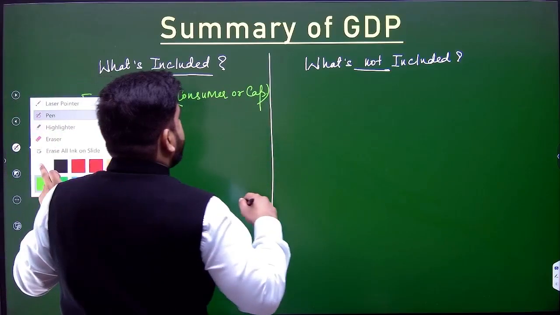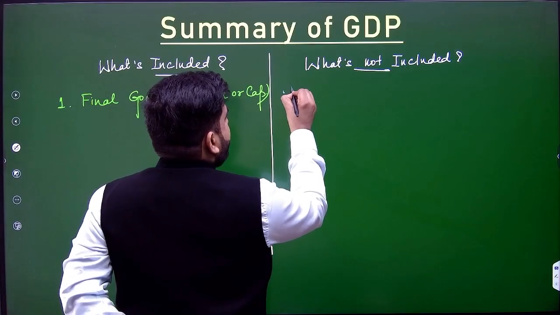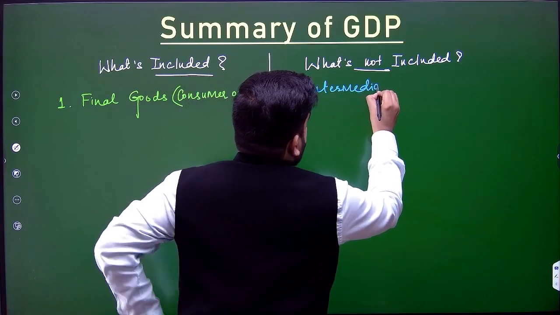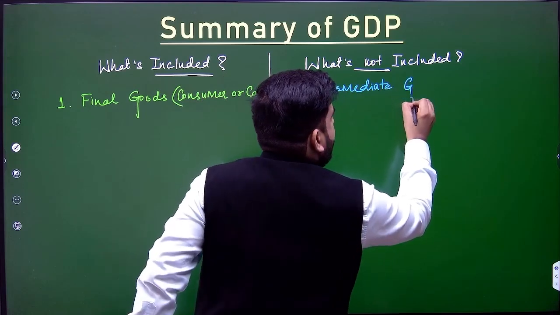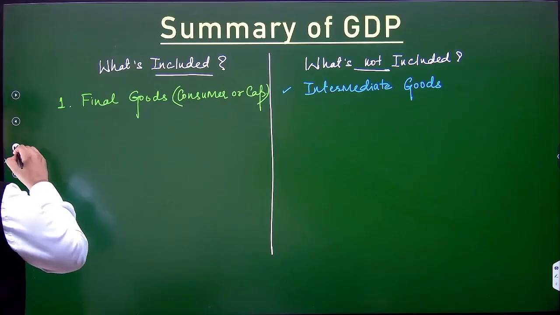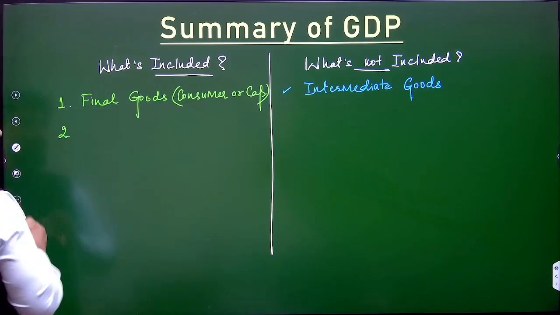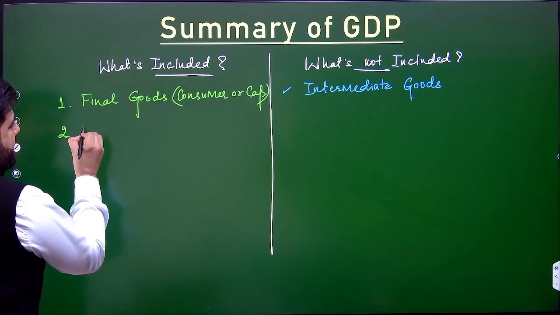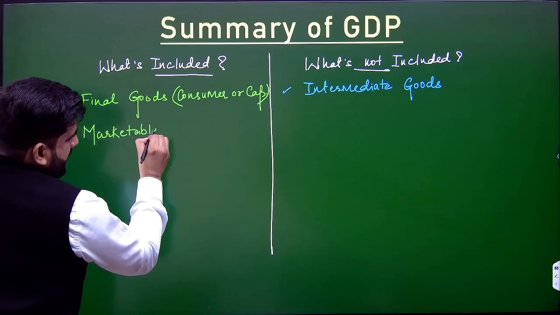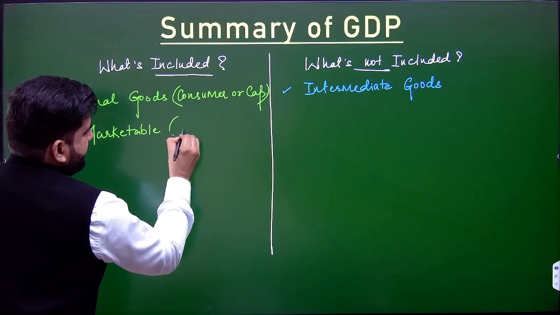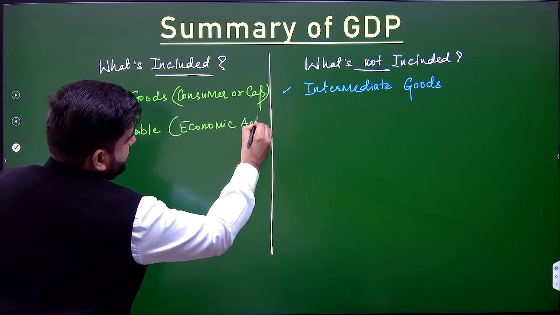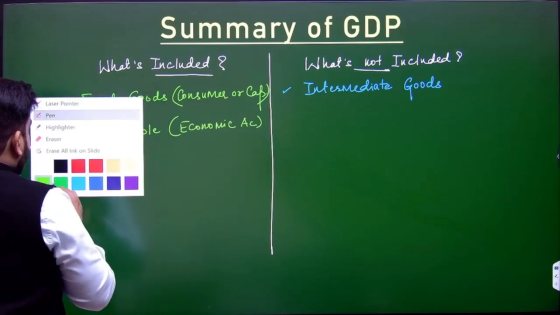And what is not included here? Intermediate goods. We have seen that intermediate goods are not included. Reason discussed already. Clear? Second aspect: GDP only captures marketable activities. Marketable means, in short, it only captures economic activities. Clear?